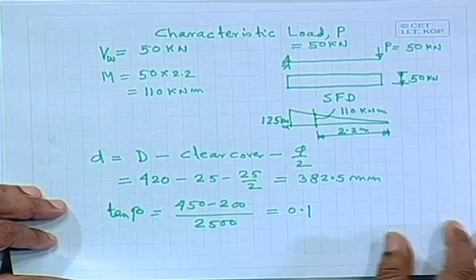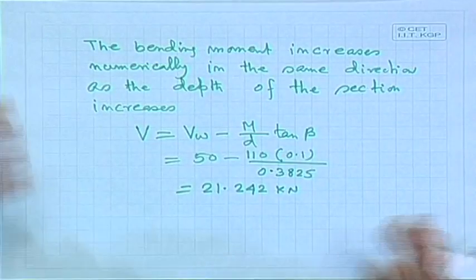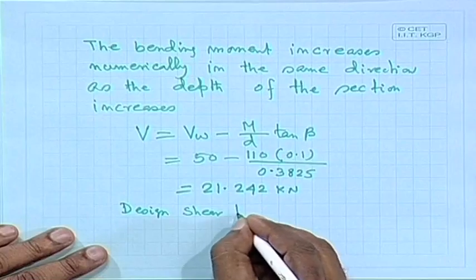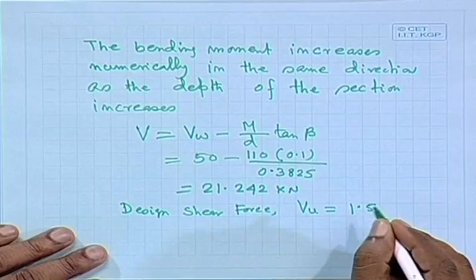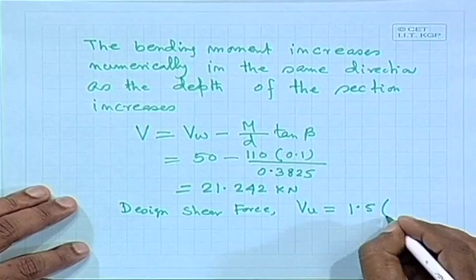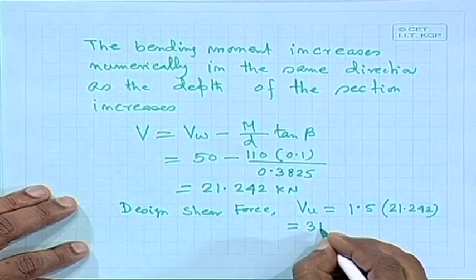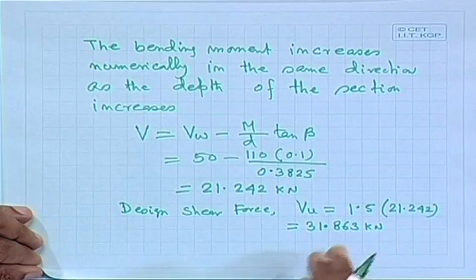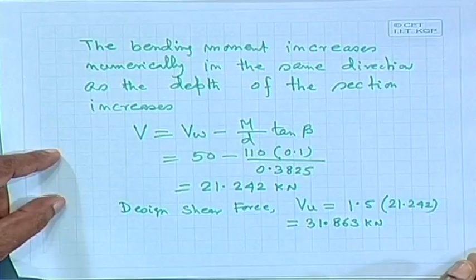So, in limit state, we have to consider that as a design load. So, the design shear force VU equal to, if nothing is mentioned about wind load or earthquake load, we shall multiply with 1.5 times 21.242, which equals 31.863 kilonewton. So, this is the design shear force VU, which equals 31.863 kilonewton.